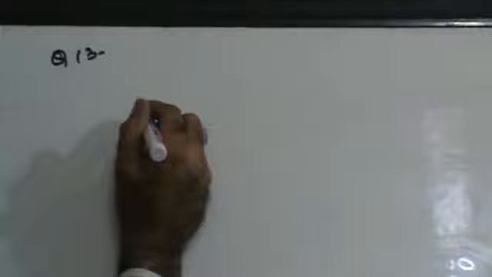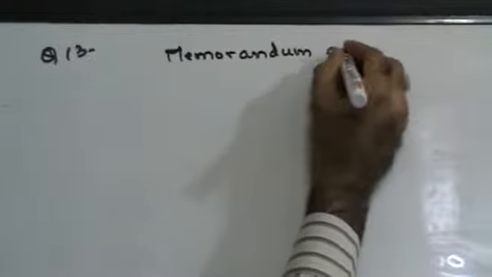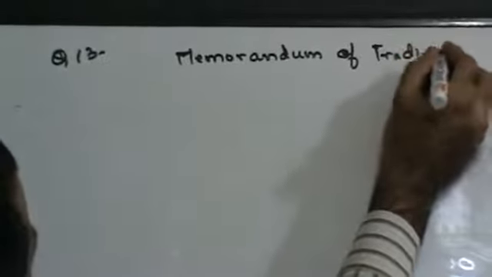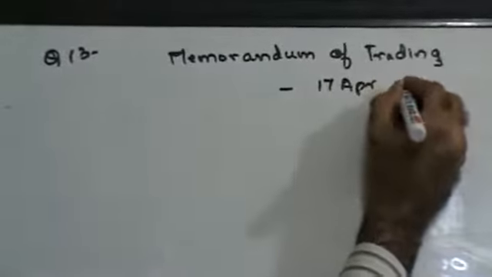Let's move on to the next sum. Let's see question number 13. On midnight of 16th and 17th April, a fire blazed the shop of a wholesaler, destroying all the records of goods except goods worth 10,000. So let's make a memorandum of trading account. The fire occurred on 17th April.